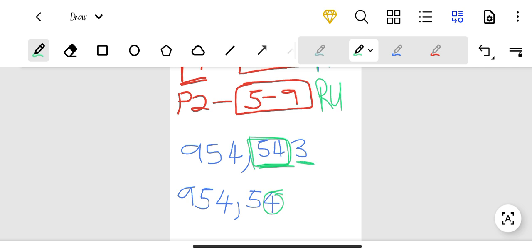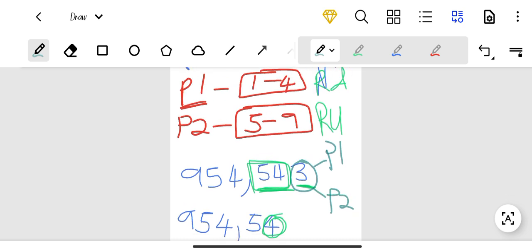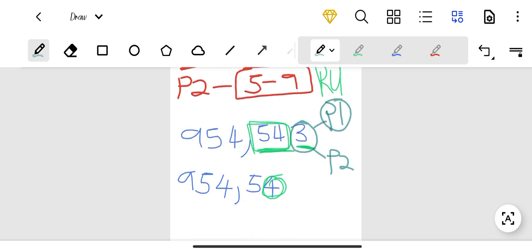So whether this number is supposed to change depends on the third number. So what you do is you take the third number, you check, does it fall under P1 or does it fall under P2? So if we check 3, it falls under P1. Why? Because it is between 1 to 4. So it means that if it is falling under P1, we're just going to keep the 4. Right? If it is falling under P2, we have to write the next number.